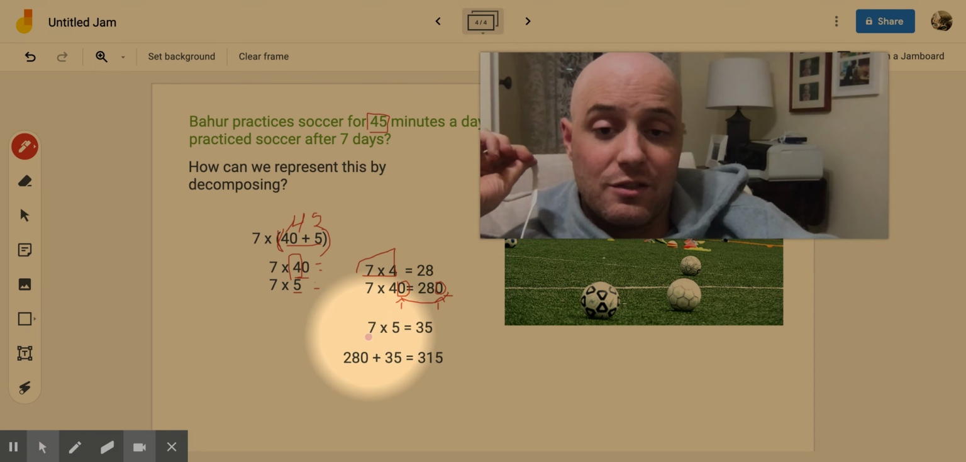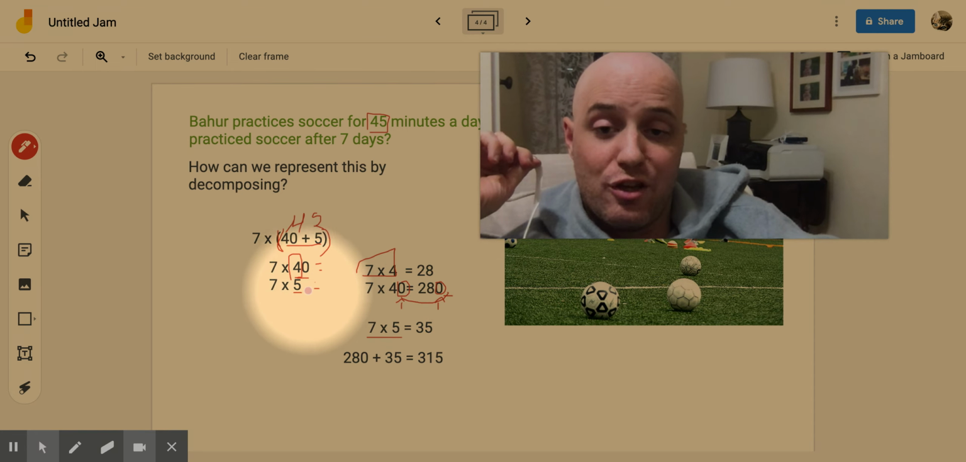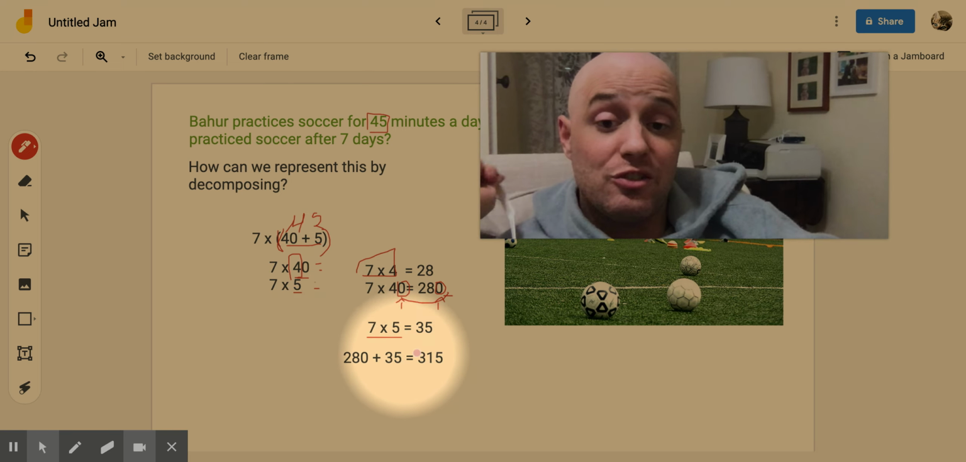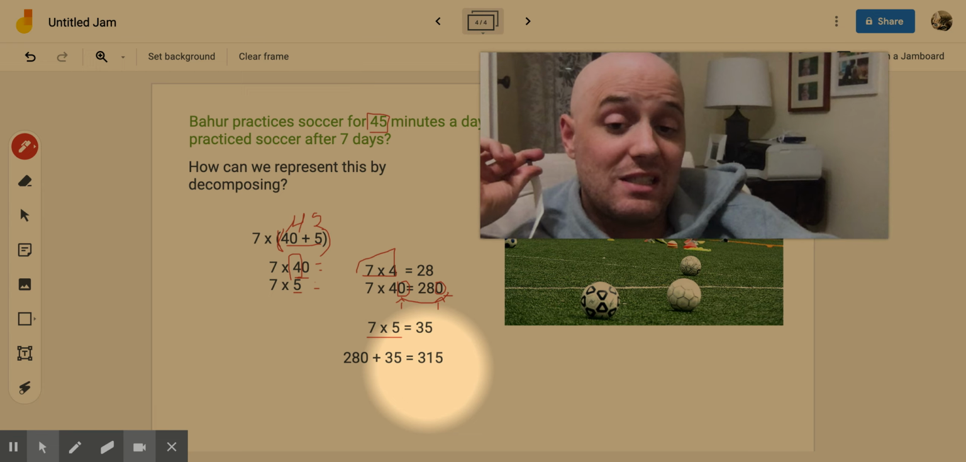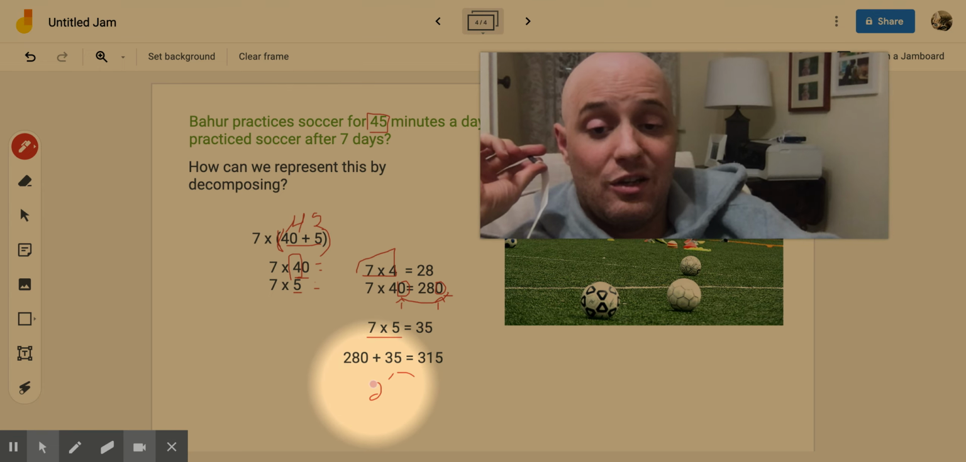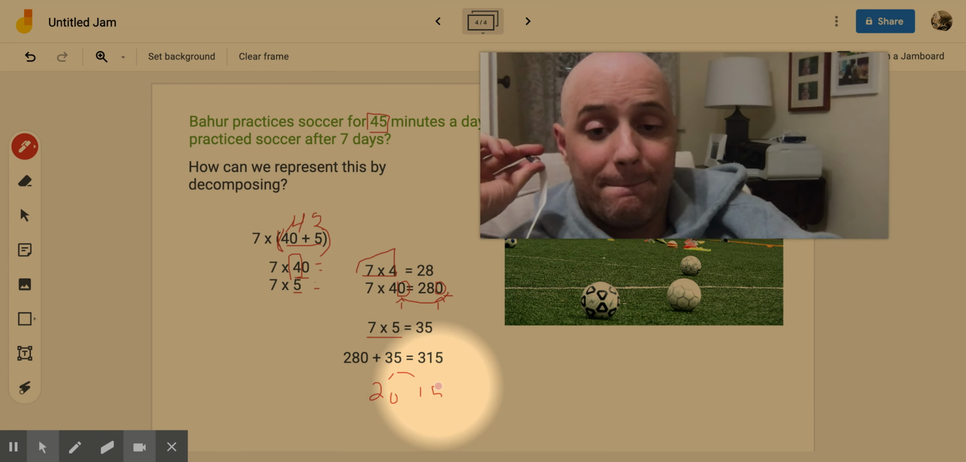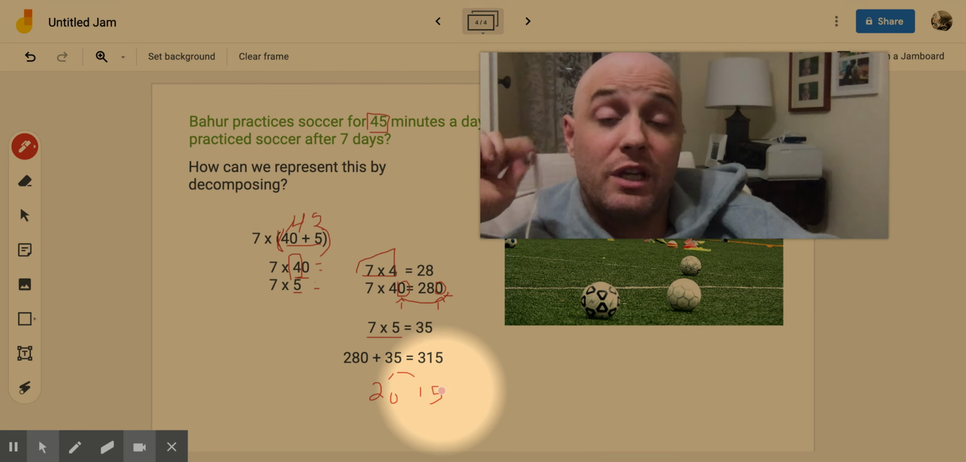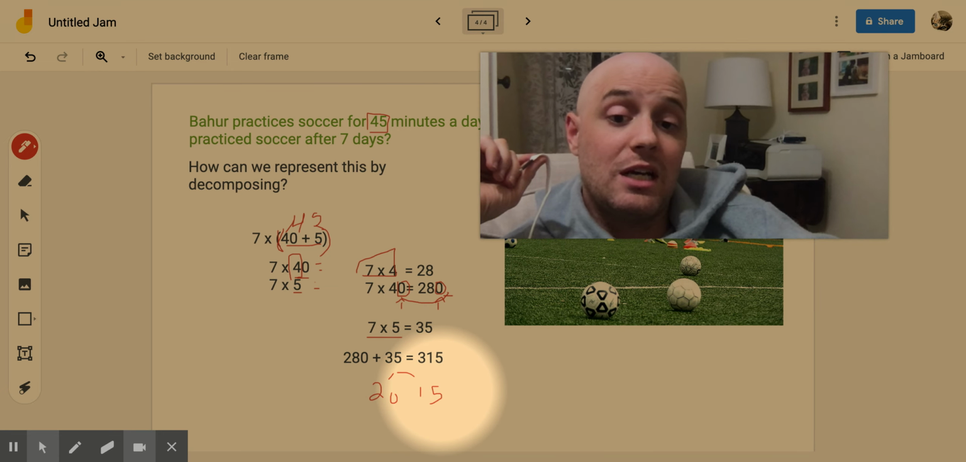So now 7 times 5, the other part of the 45, is 35. 280 plus 35 is 315. I thought of it like 280 plus 20 and 15. 280 plus 20 is 300, plus 15 more, 315 all together. Great job.